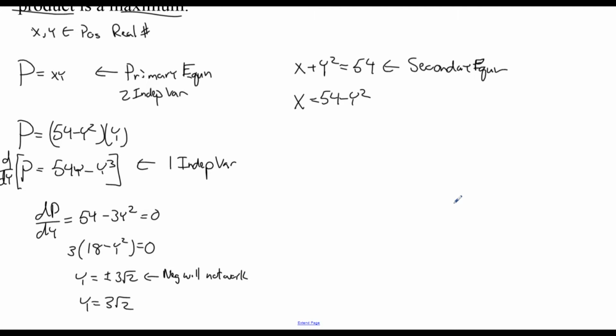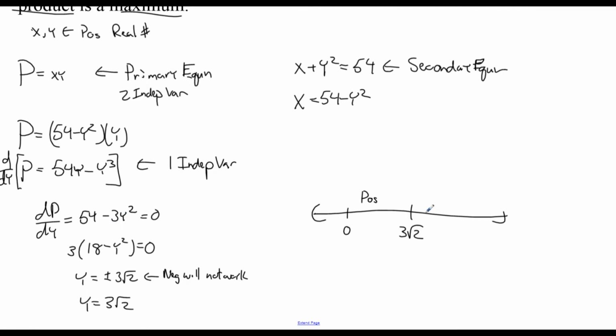Now we could go through a number line, for instance. We can't have any y value less than 0, but we certainly have a 3 square root of 2 value. From 0 to 3 square root of 2, 3 is going to be smaller than 3 square root of 2. So I could plug that in: 54 minus 3 squared is 9 times 3 would be 27. And then 54 minus 27 would be a positive value, right?